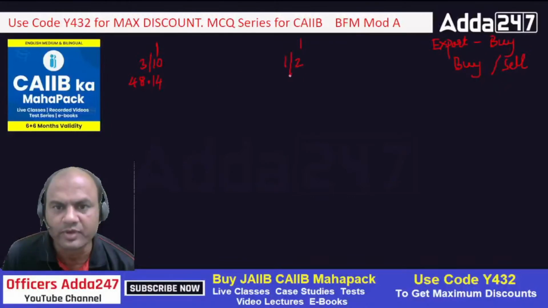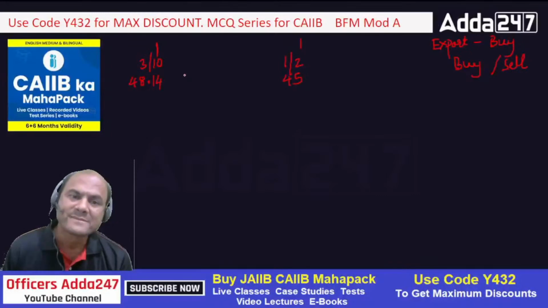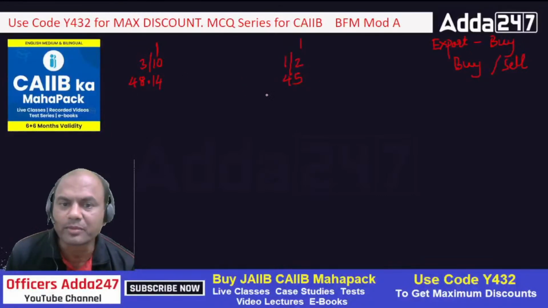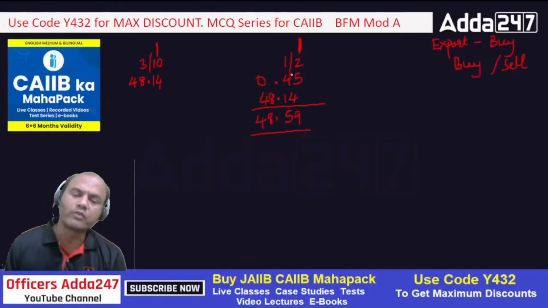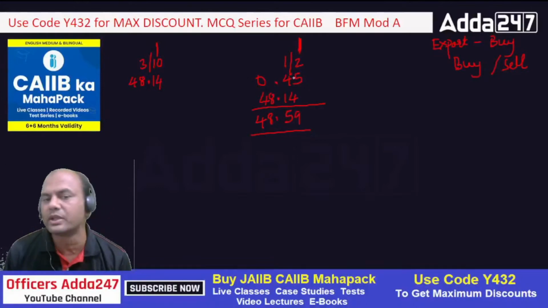So this is 45. When the currency is in premium, I'll have to add the rates. So what will be the rate? 48.14 plus 0.45. I'll just add this over here. So it is 48.59, right? This is my rate on 1/2/2010. So now will I apply buy low sell high over here? No. Why? Because the date is the first date only.